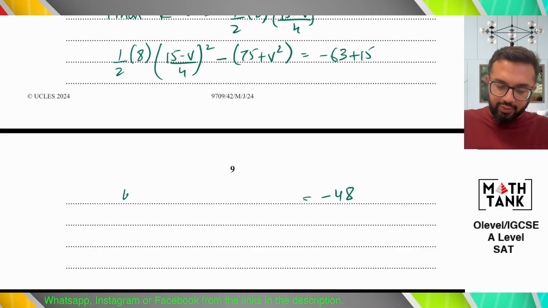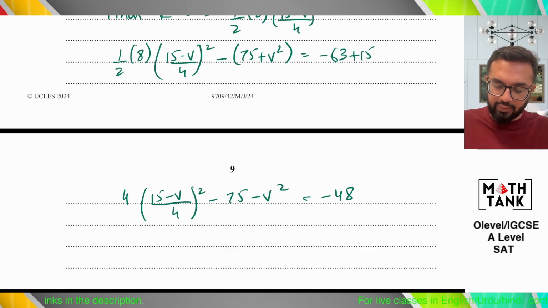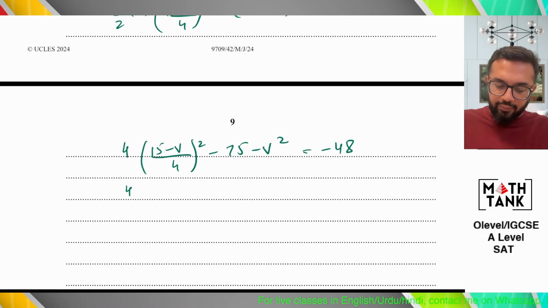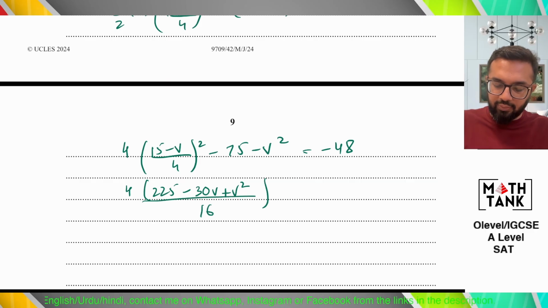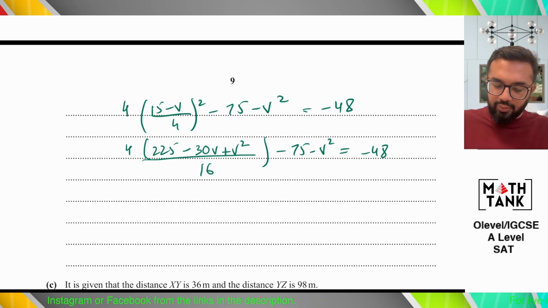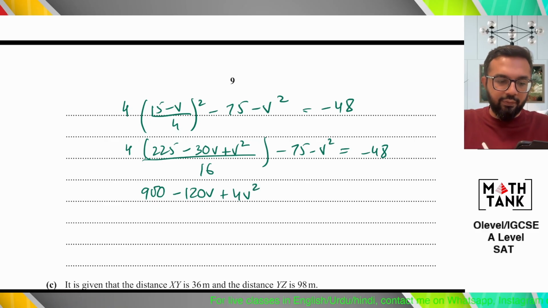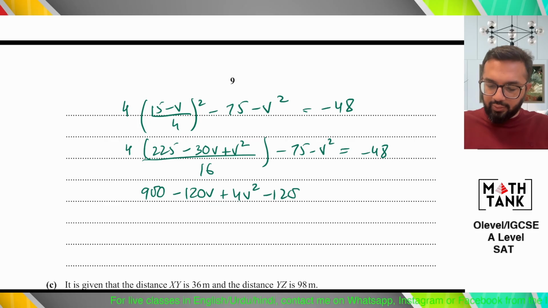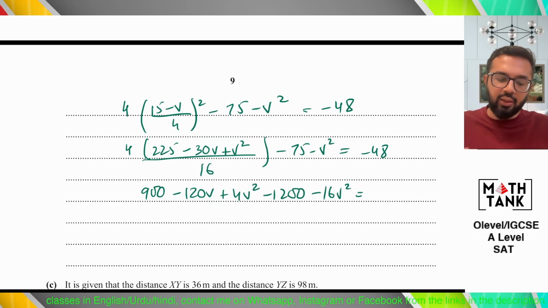Now let's try to solve this. Half into 8 into 15 minus v over 4 squared minus 75 minus v squared. So that gives me 4 into 225 minus 30v plus v squared over 16 minus 75 minus v squared minus 48. So 4 into 225 is 900 minus 120v plus 4v squared. That's 16 into 75, 1200, minus 16v squared, and then 16 gets multiplied on the other side as well.